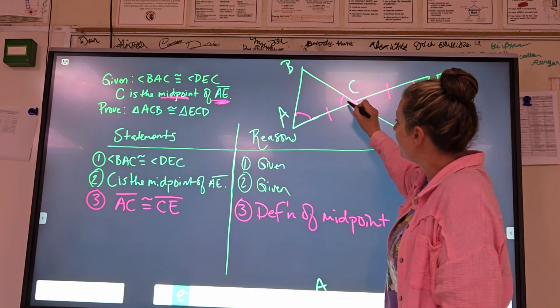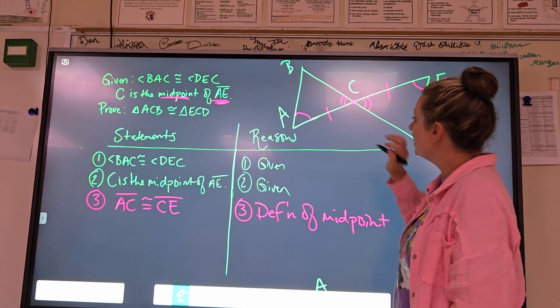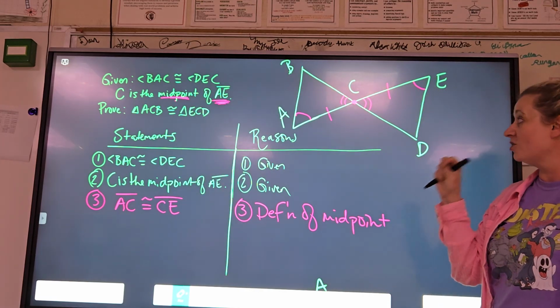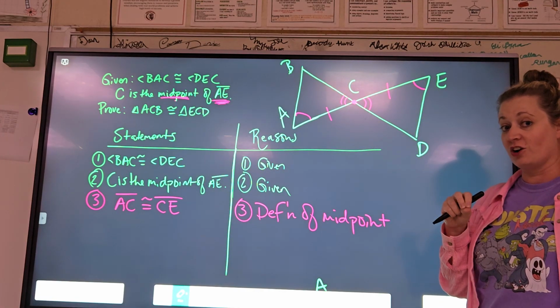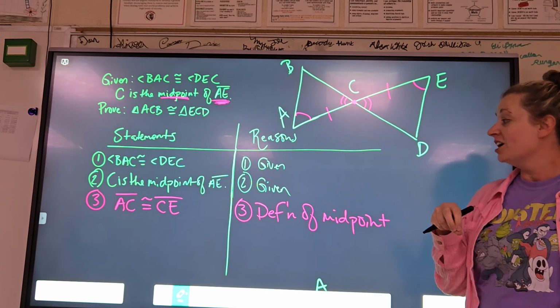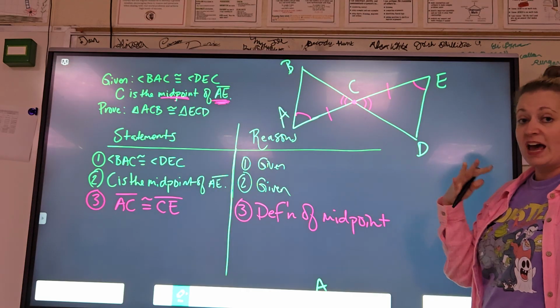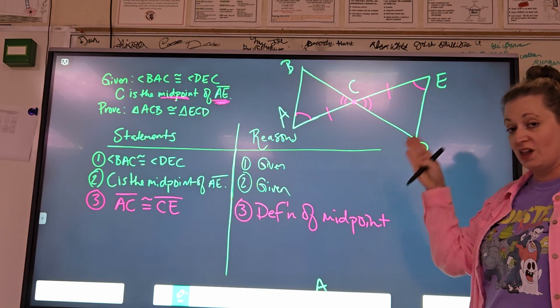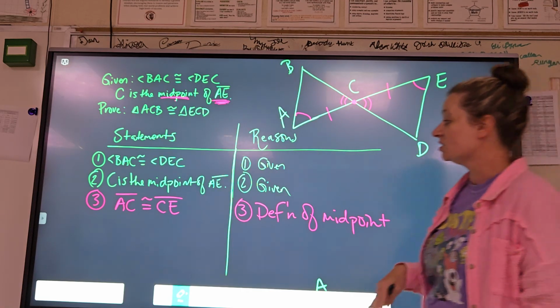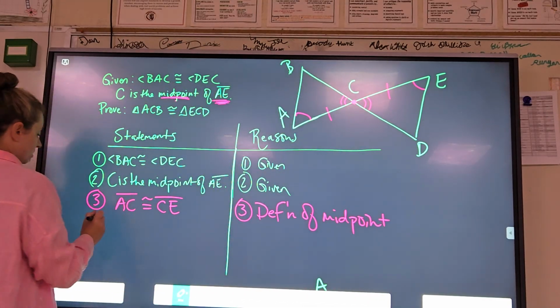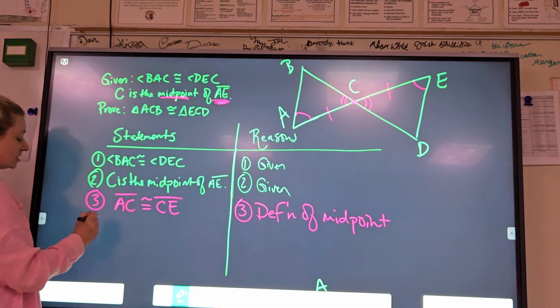So right here at angle C, in each of those triangles, I know that those two angles have to be congruent to each other because they're vertical angles. That's not an assumption. That's something that happens every time. When you have two lines that intersect, you always end up with vertical angles.